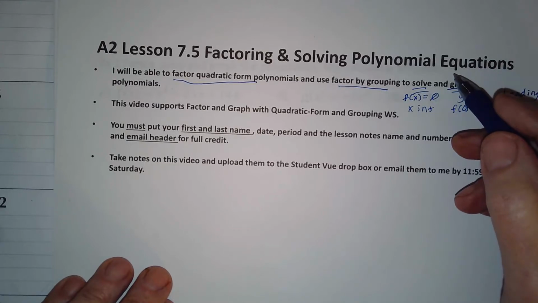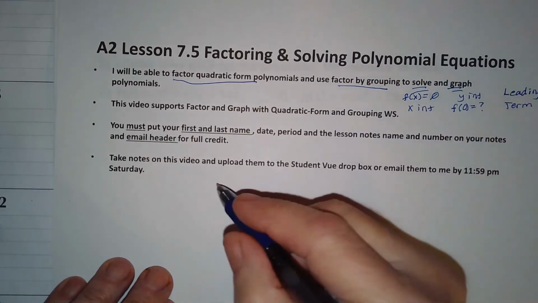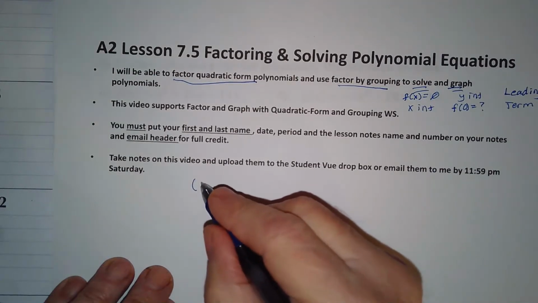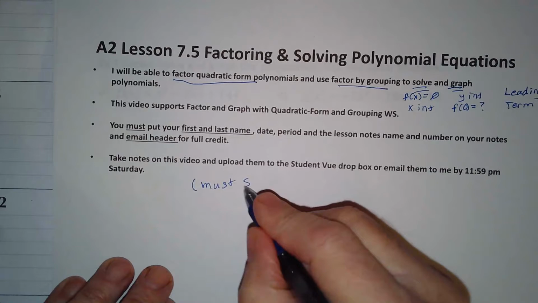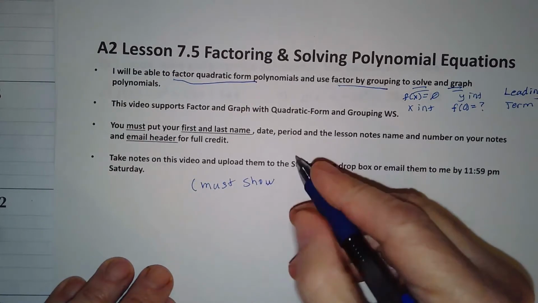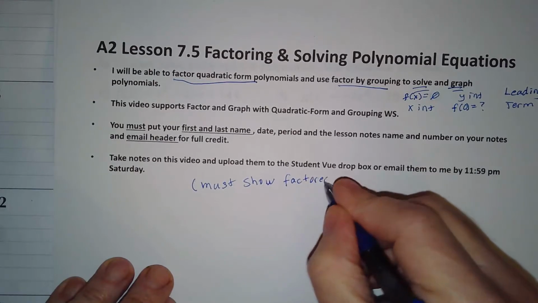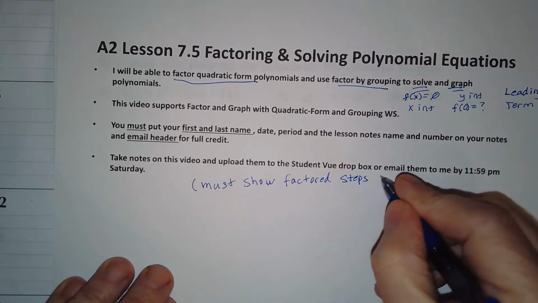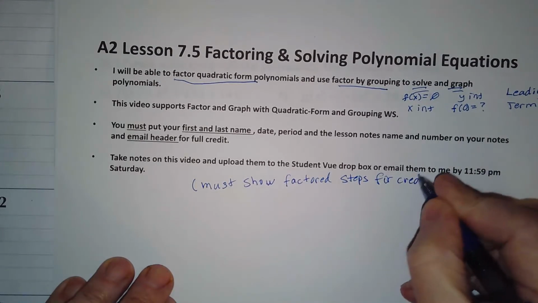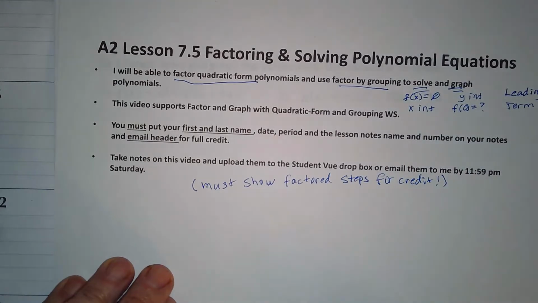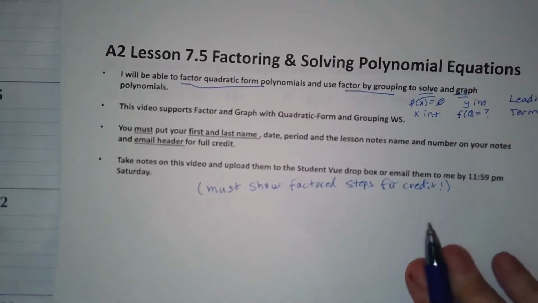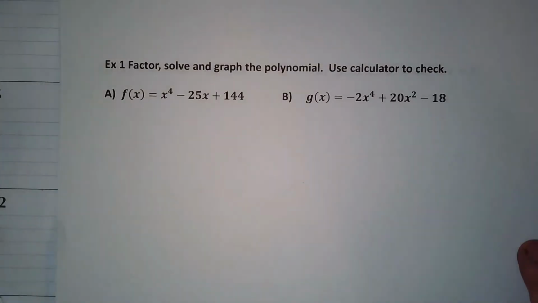All right, and then we must show the factor steps. You must, I should say. So it's absolutely important that you must show the factored steps for credit. Because if you just put this into your calculator to solve, which you can, and I'm going to be showing you that to do your checking, if that's all you're doing, you aren't learning factoring. And so we want to make sure that you're learning factoring in this. That's the reason for making sure that you solve it that way.